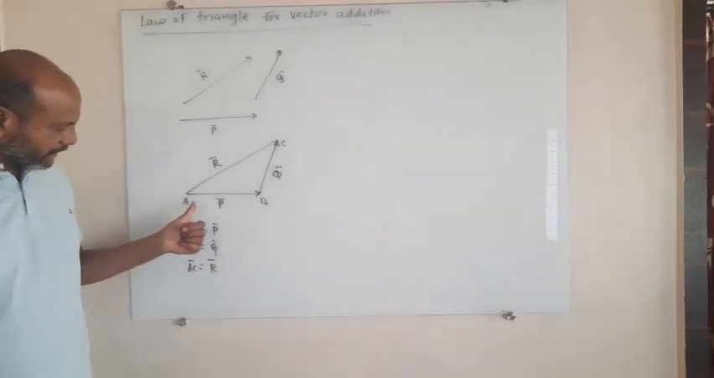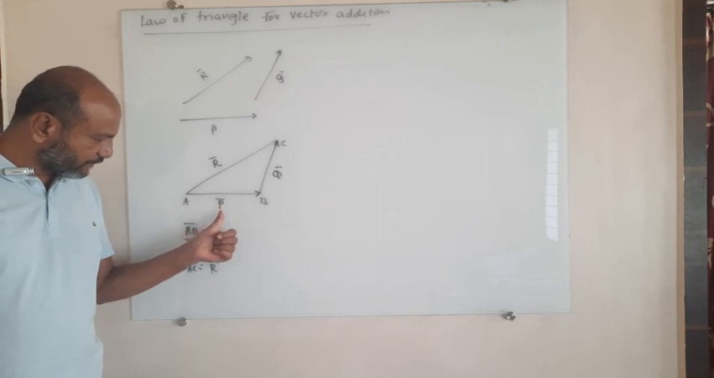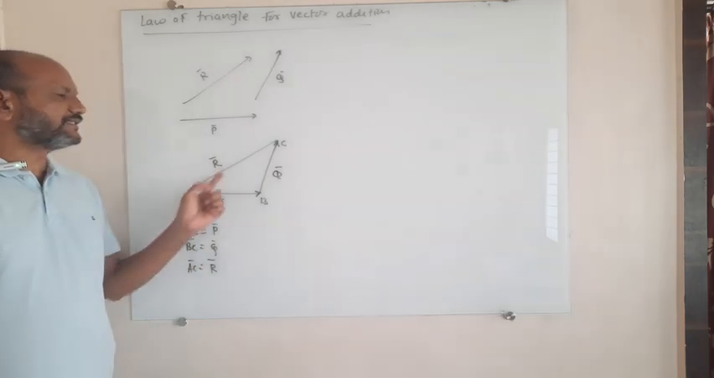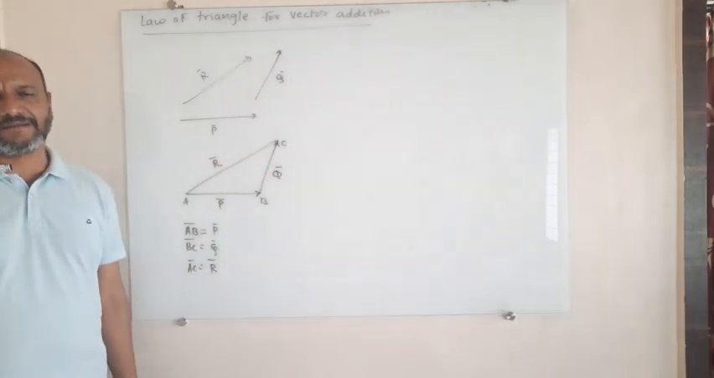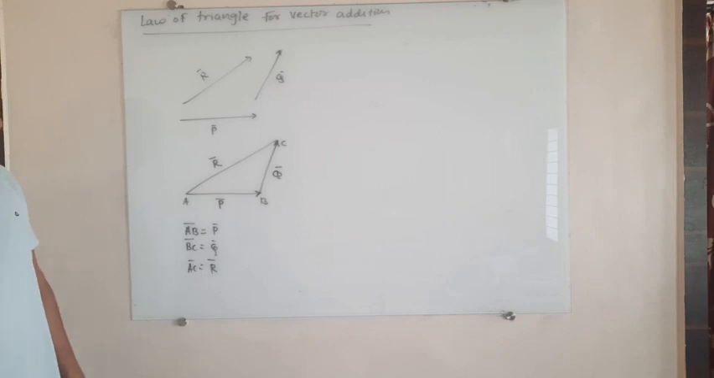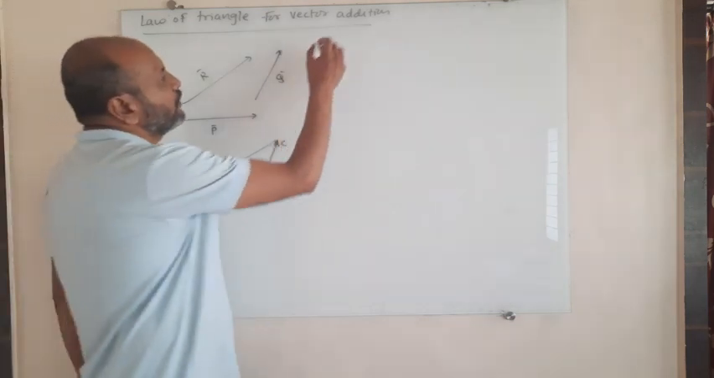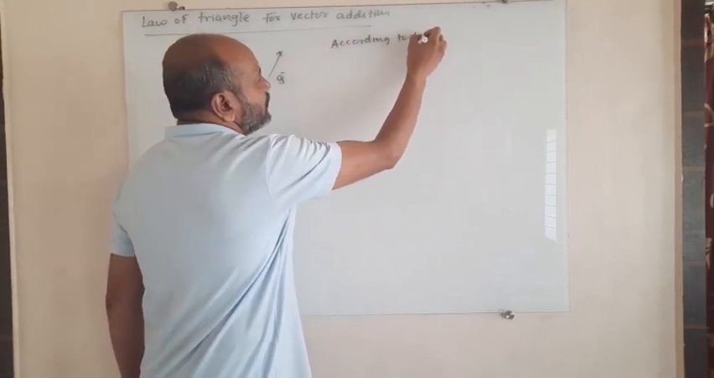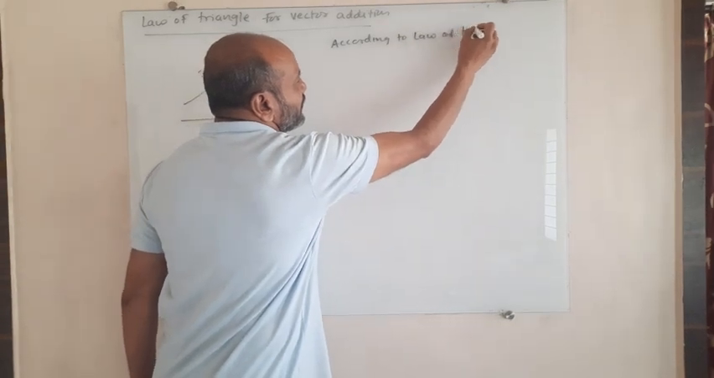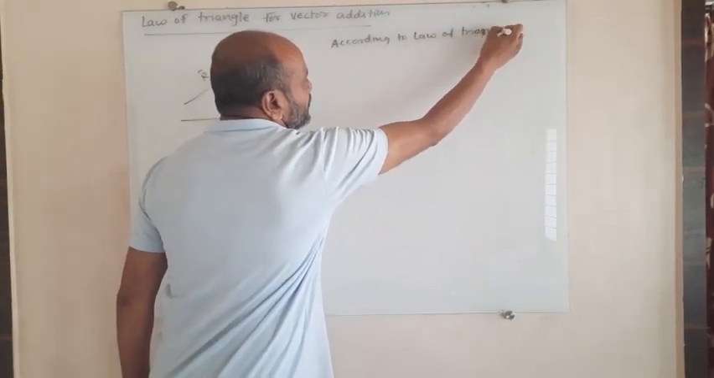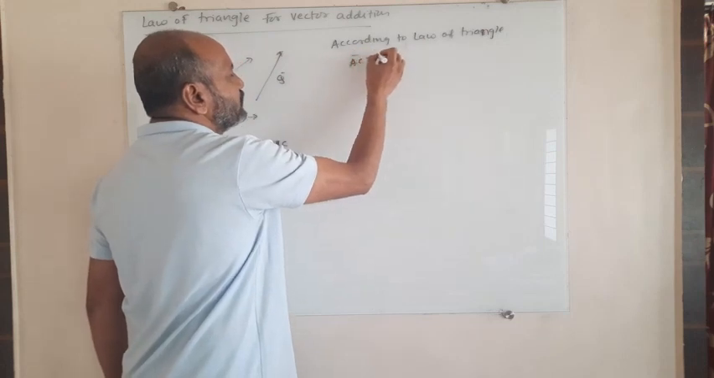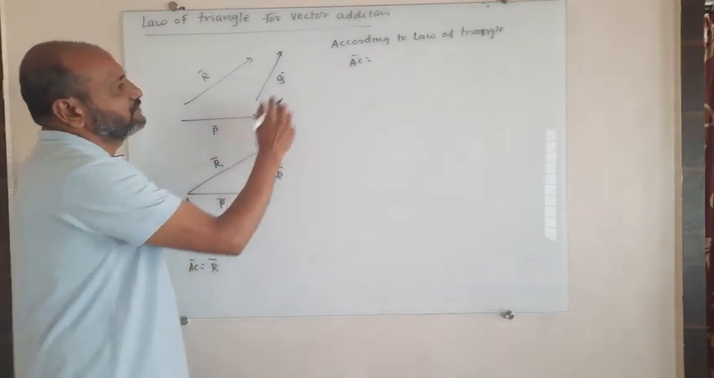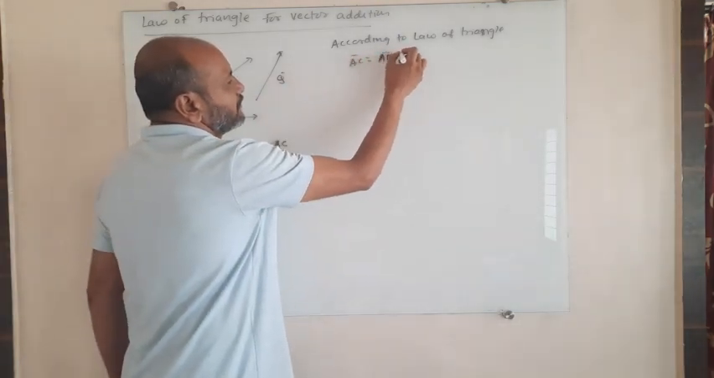Once again, AB bar represents the magnitude and direction of P bar, BC bar represents the magnitude and direction of Q bar, and AC bar represents the magnitude and direction of R bar. Therefore, according to the law of triangle, AC bar is equal to what? AC bar is equal to AB bar plus BC bar.